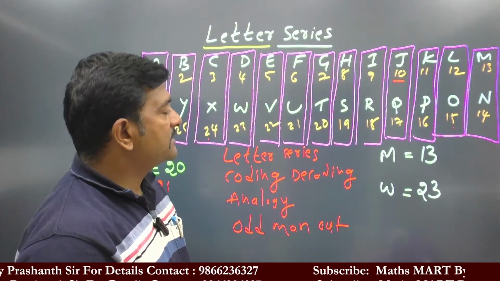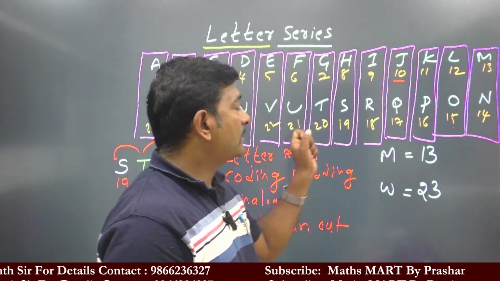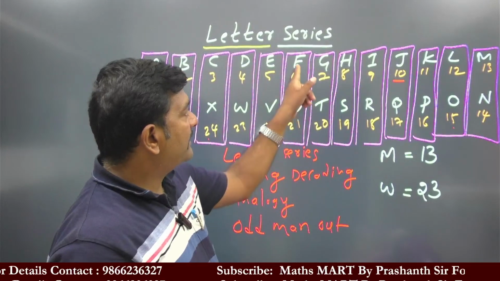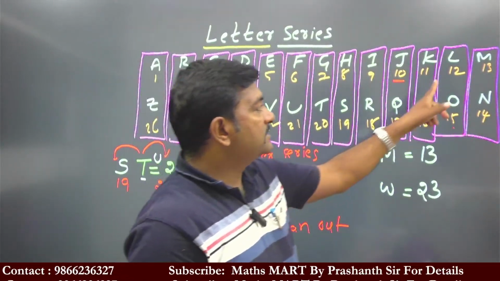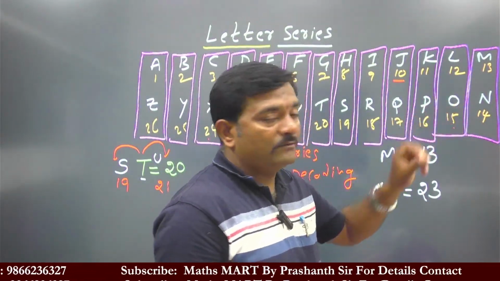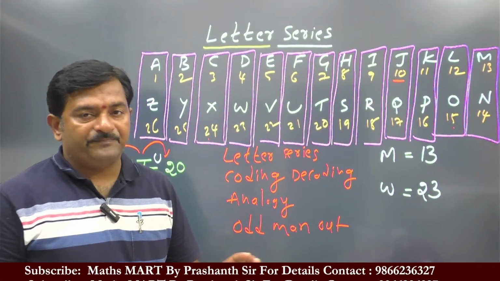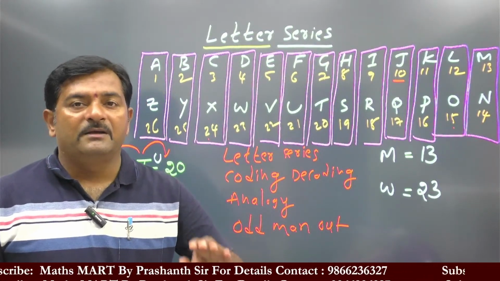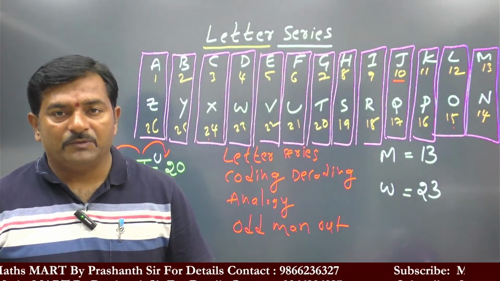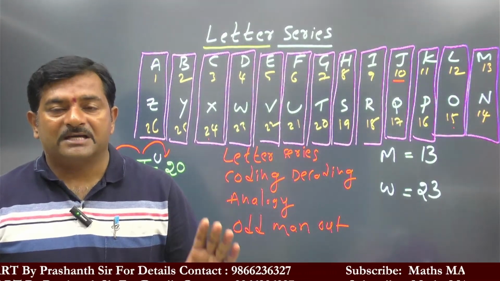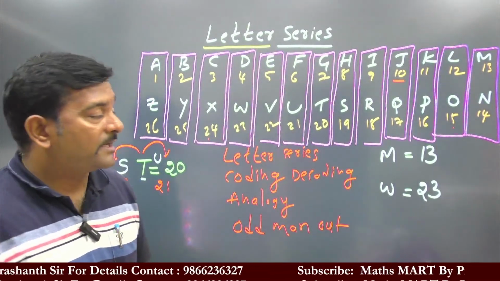Now you tell me, what is the opposite letter of I? R. What is the opposite letter for F? U. What is the opposite letter of L? O. So there is a trick also. Again, you need not learn this one. With the help of one small trick, we can identify these opposite letters also. There is a small trick, just observe here.